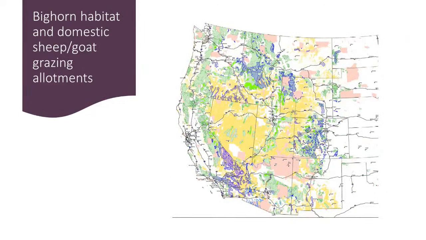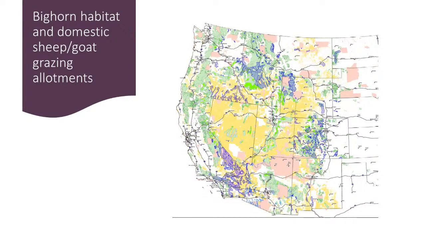This is the bighorn sheep herd ranges, in just the Western United States. These colors are different public lands managed by different agencies. And as part of the public land mandate, they allow domestic sheep grazing. So you can see that bighorn sheep and domestic sheep overlap considerably across their range. And so this is where we get to the disease aspect.